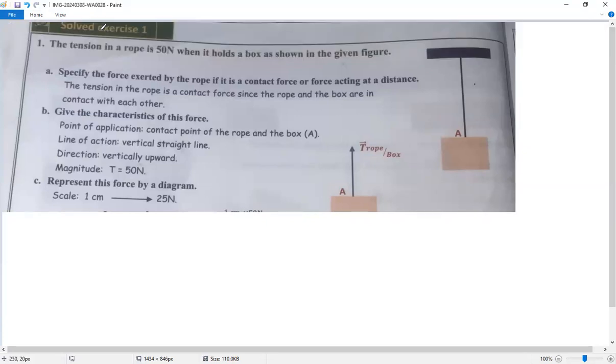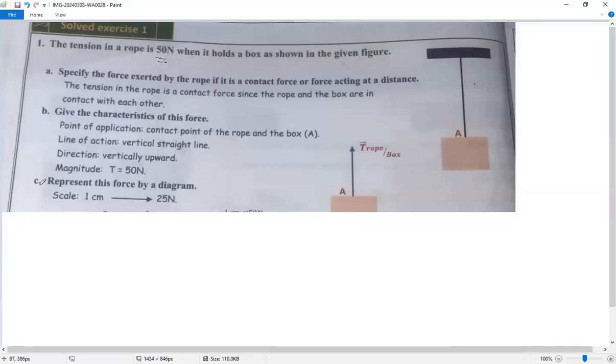Hello, grade 8. I will be teaching you how to use a scale. You learned this in class, but let's do a small revision. Here, the tension force exerted by this rope on the box is 15 Newton. So we have the magnitude, okay?